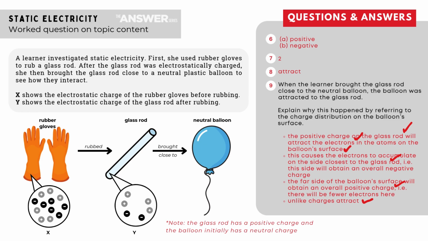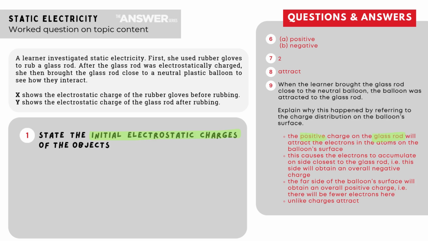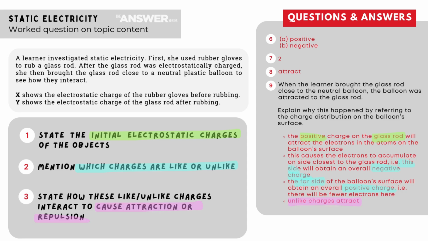A question like this could count anything from 4 marks and up, and you would definitely have more than 4 places to get those marks. So for questions that require you to explain how electrostatic charges interact with each other, always remember to first state the initial electrostatic charge of the object or objects involved. In this case, only the glass rod had an initial electrostatic charge. Then mention which charges are like or unlike, and lastly, state how these like or unlike charges will interact with each other to then either cause attraction or repulsion.